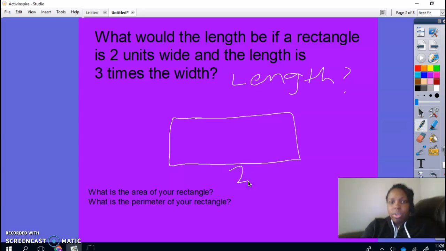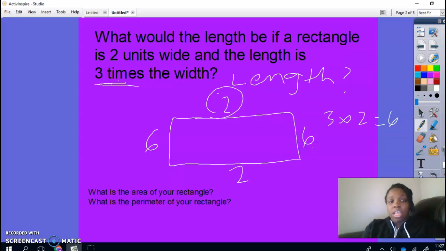I know it's 2 units wide, right? And so if it's 2 units down here, then of course it's 2 units up there. And the length is 3 times the width. That doesn't mean the length is 3, it's 3 times. So what is 3 times the width, which is 2? So what is 3 times 2? 3 times 2 is 6. So that means my length is how much? 6. So my 6 goes on both sides.